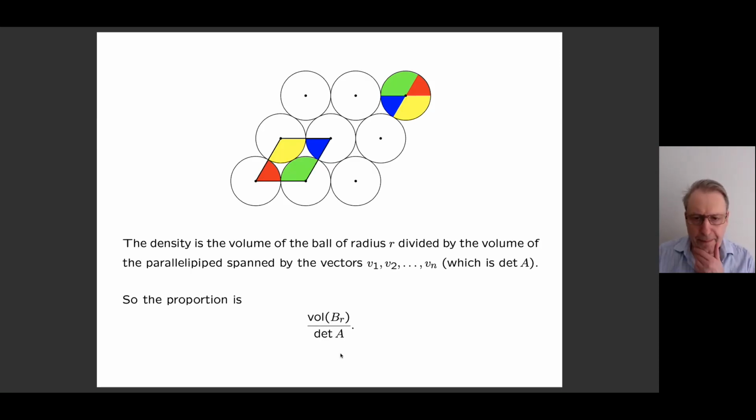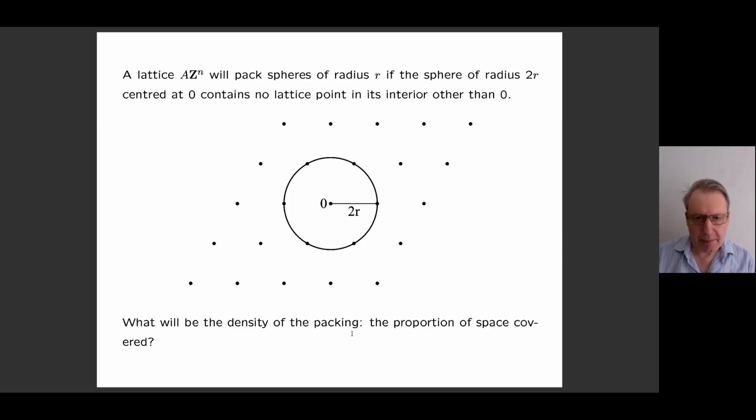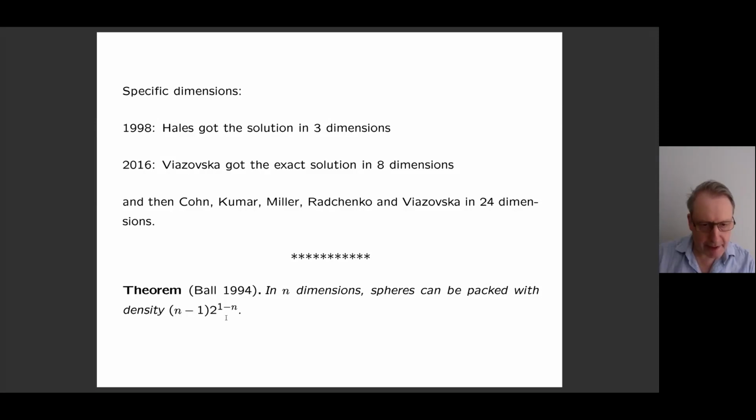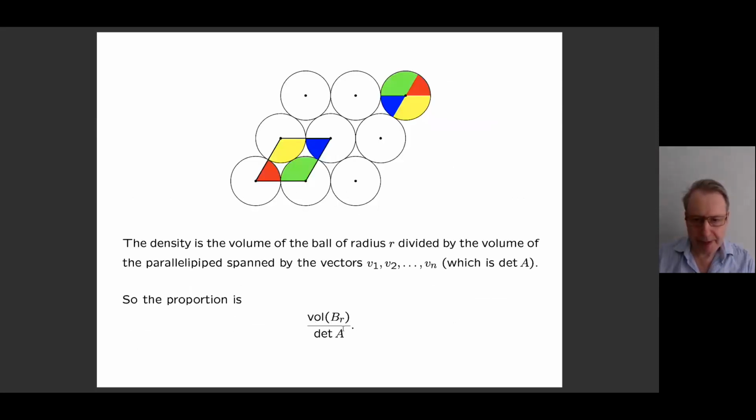Okay, so this is the ratio we're trying to show is quite large, and remember the aim is to show that it's at least this thing here in n dimensions.